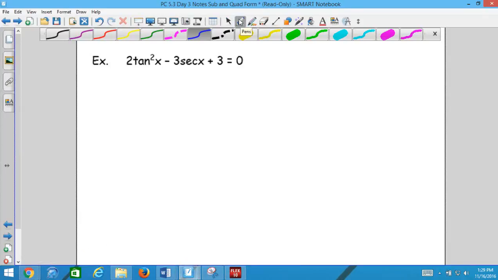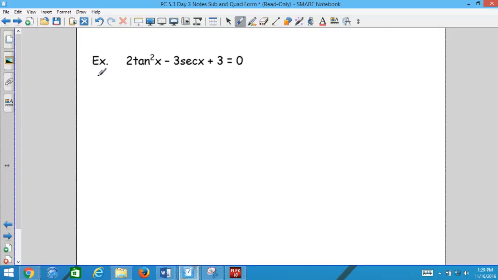Okay, there were different attempts that I've seen. The way that I chose to do it was using that tangent squared x is equal to secant squared x minus 1, right?